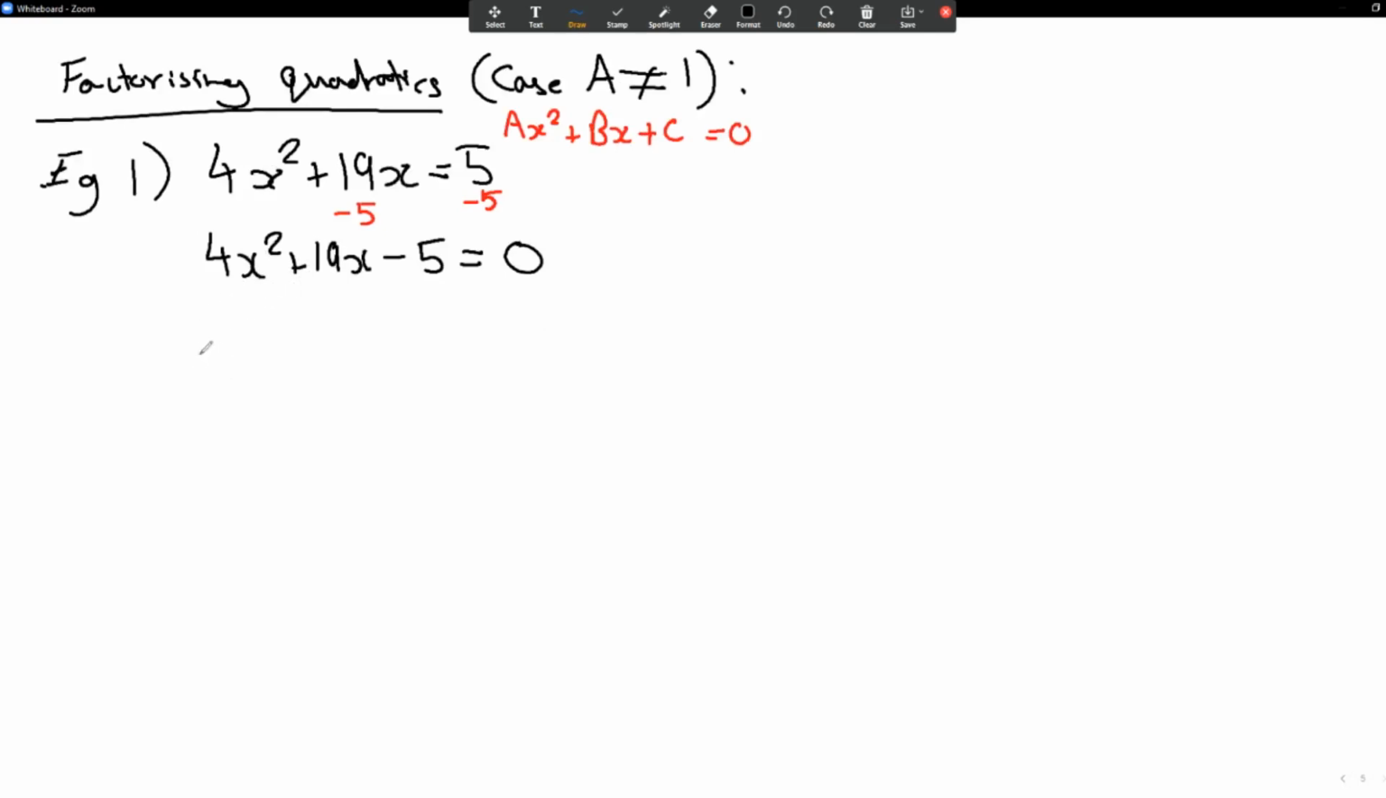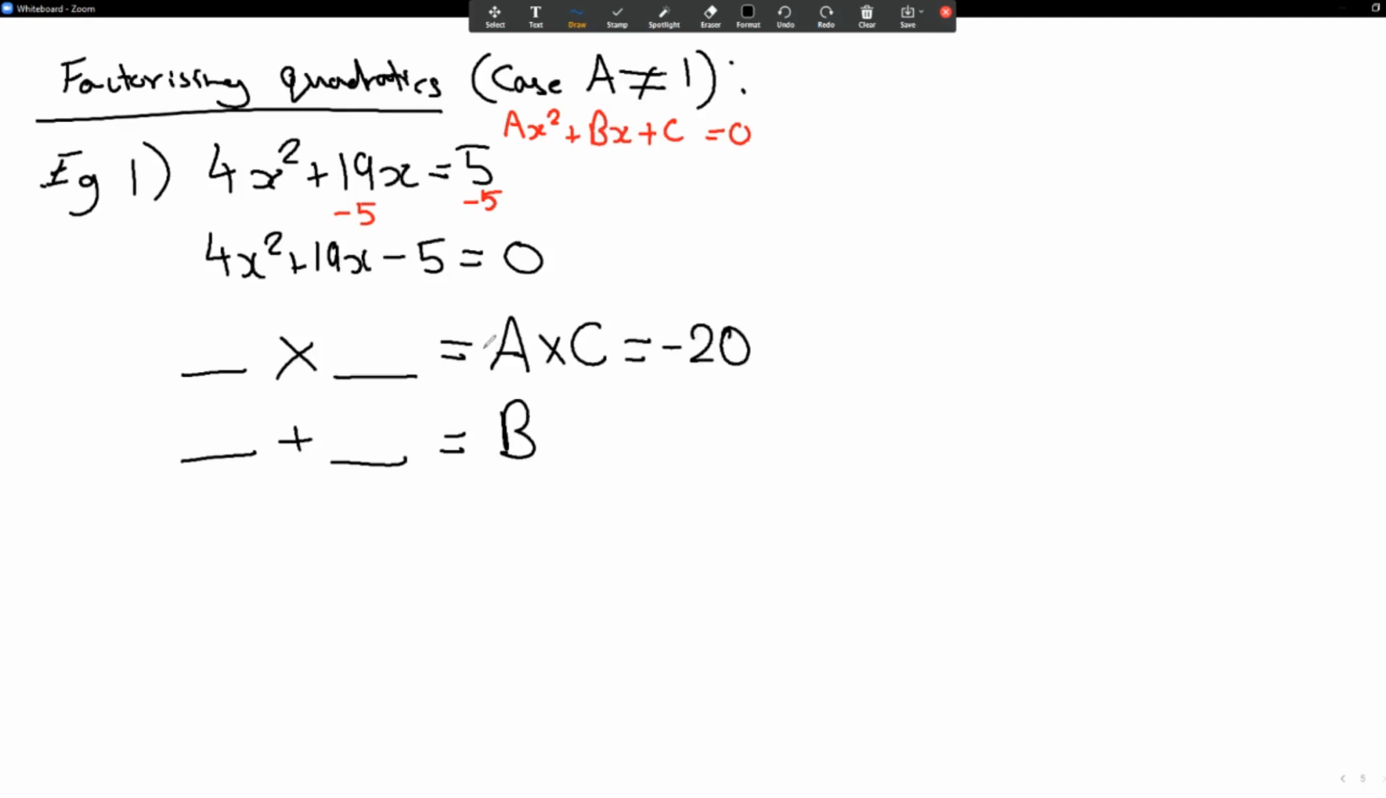So what we need to do is find two numbers that multiply to give a times c. Instead of just c, we have to multiply it by a. And our second condition is still the same: it's still adding to give b. So let's figure out what a times c is. That's 4 times minus 5, and you need to remember this minus as well. So we get minus 20. And then we get b equal to 19.